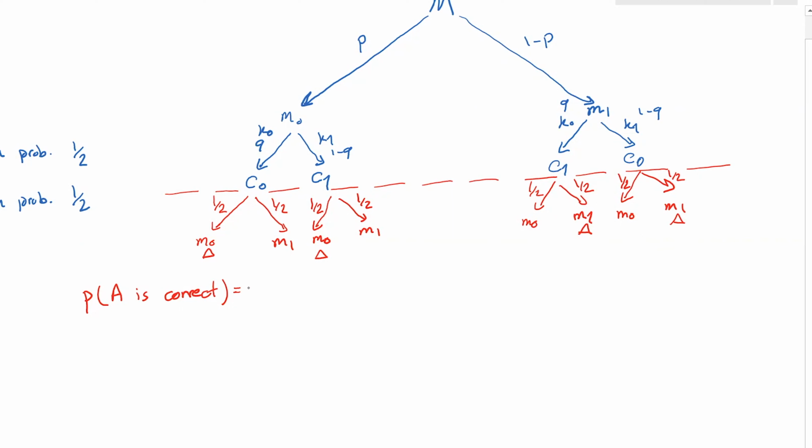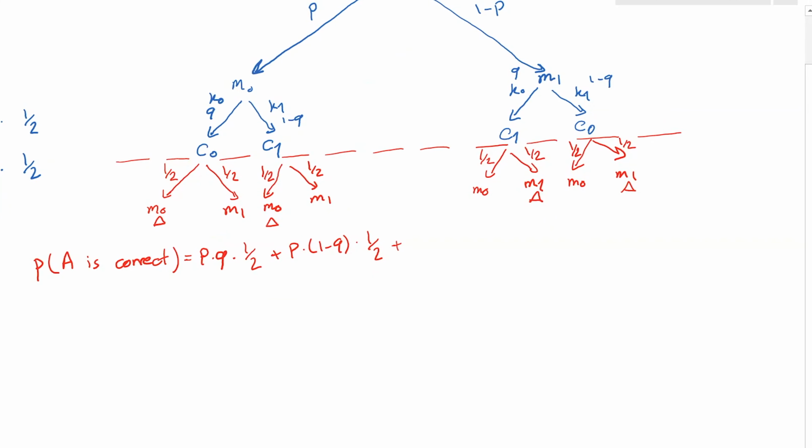If we do this, we have P times Q, the P because we get to this branch with M0, then we choose K0 with Q, and then with probability half that is going to be correct. So again, probability of half, plus the probability on this branch. We have again P times 1 minus Q times a half.